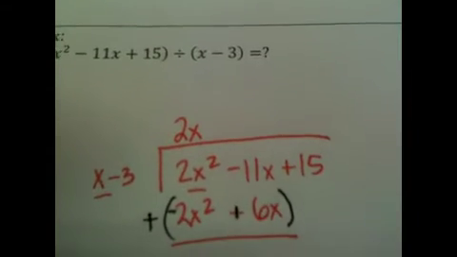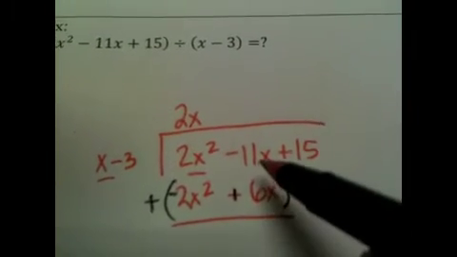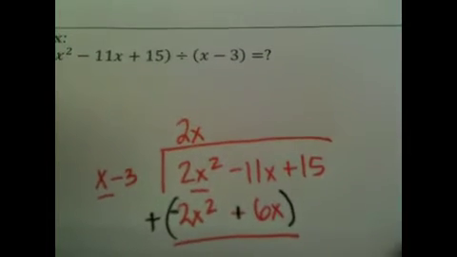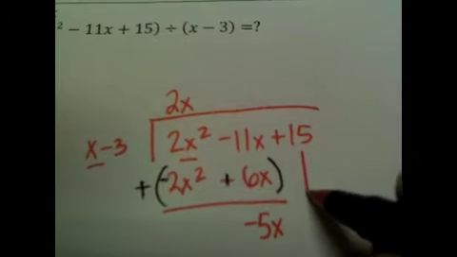We're going to combine our like terms. 2x squared plus negative 2x squared is 0. Negative 11x plus 6x gives me a negative 5x. Okay, and then we bring down the 15.